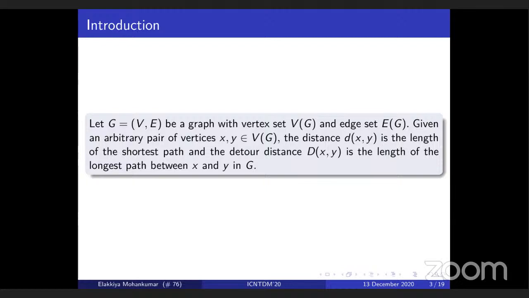Okay, sir. Then first we are going to see what is distance and D2 distance. We are taking a graph with vertex set V and edge set E, and its distance is given by the length of the shortest path between the vertices X and Y in G. And its D2 distance is given by the length of the longest path between X and Y in G, and it is denoted by capital D of X, comma Y.